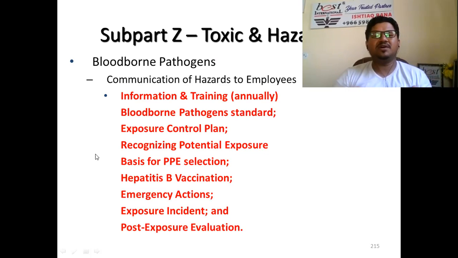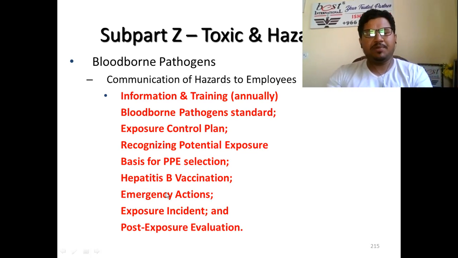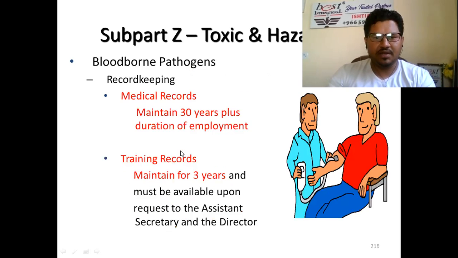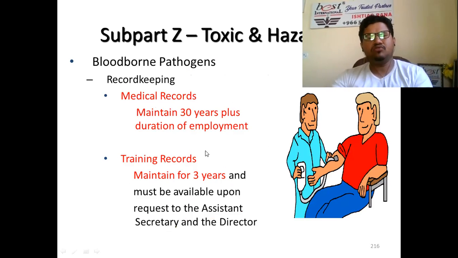The bloodborne pathogen standard must be there. You must have an exposure control plan. So recognizing potential exposure, the basis for PPE selection, hepatitis B vaccination, emergency actions, exposure incident, and post-exposure evaluation is also critical. As I mentioned earlier, the record must be kept for 30 years. Training records are maintained for a minimum of 3 years. So you need to remember that.